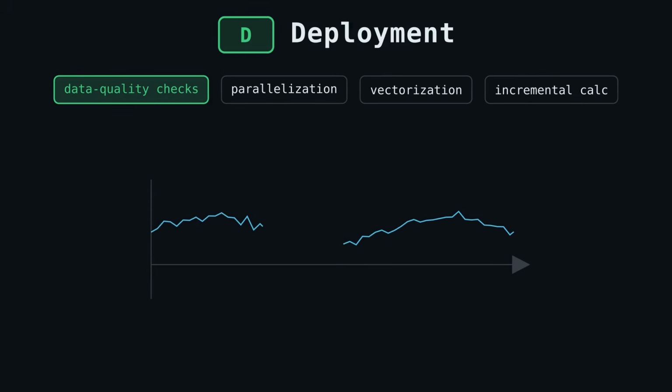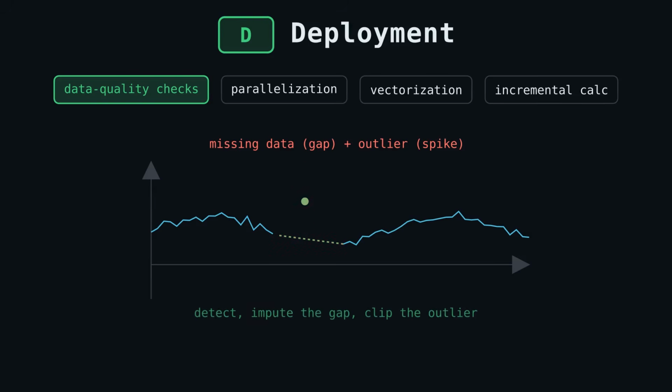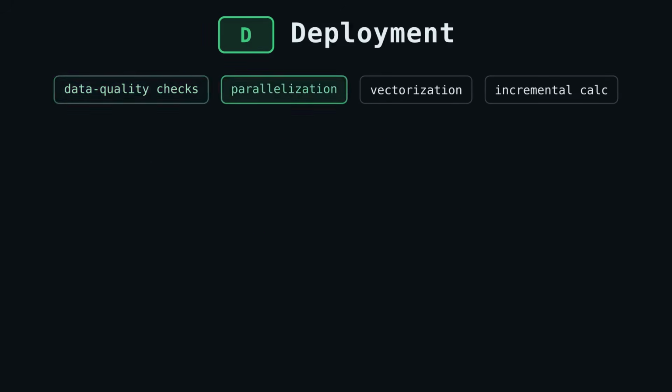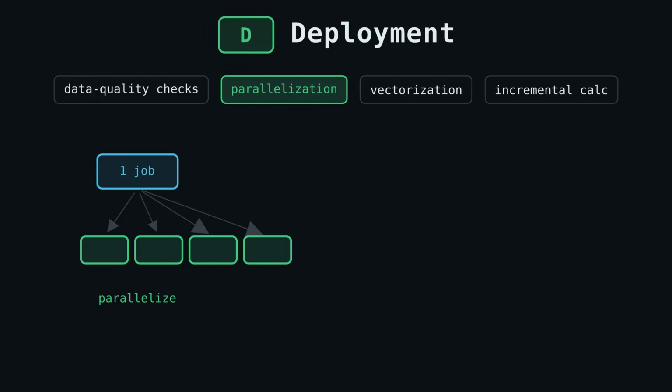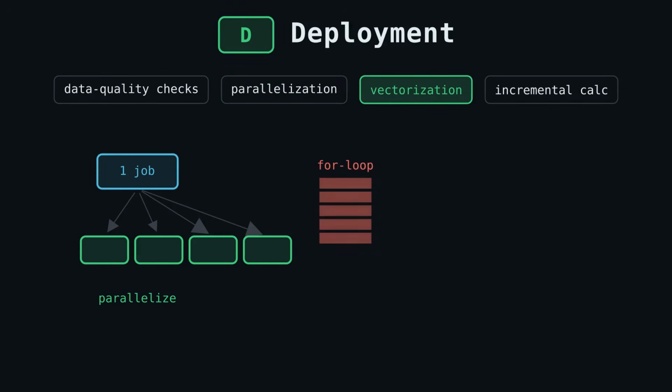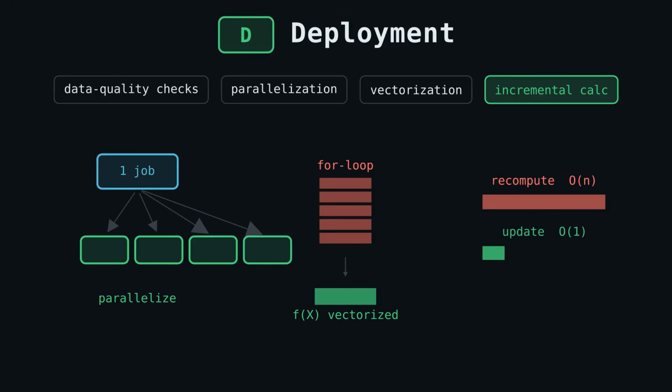Deployment is production engineering. Live data is messy, so the first job is quality control: detect and impute missing observations, and identify and clip outliers before they poison the model. Then comes speed. Heavy computations are parallelized across many workers. Slow Python loops are replaced by vectorized array operations, and rolling quantities are updated incrementally. Recomputing from scratch is order n work every step, while a good incremental update is order 1. Together, these make the strategy fast, robust, and safe to run in real time.